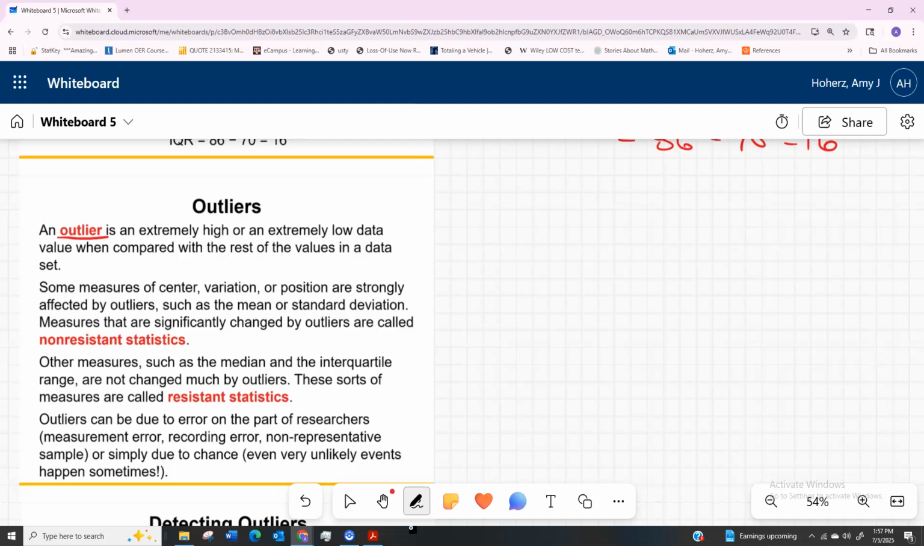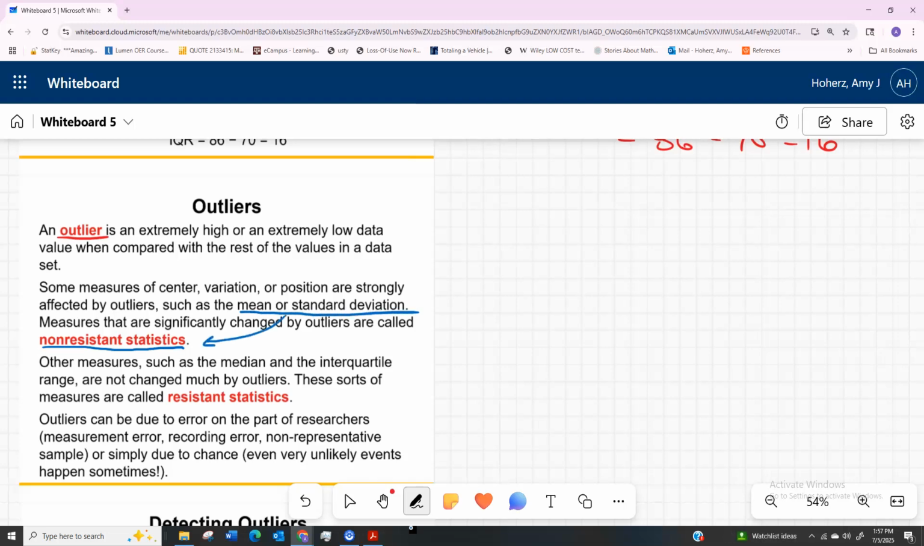Measures of center variation and position can be strongly affected by outliers, especially the mean and the standard deviation. Those ones that are significantly affected are called non-resistant statistics. Again, not something I'm going to ask you on the exam, but that's what they call them. They call them non-resistant, so they're not resistant to the effects of an outlier. So mean and standard deviation are non-resistant.